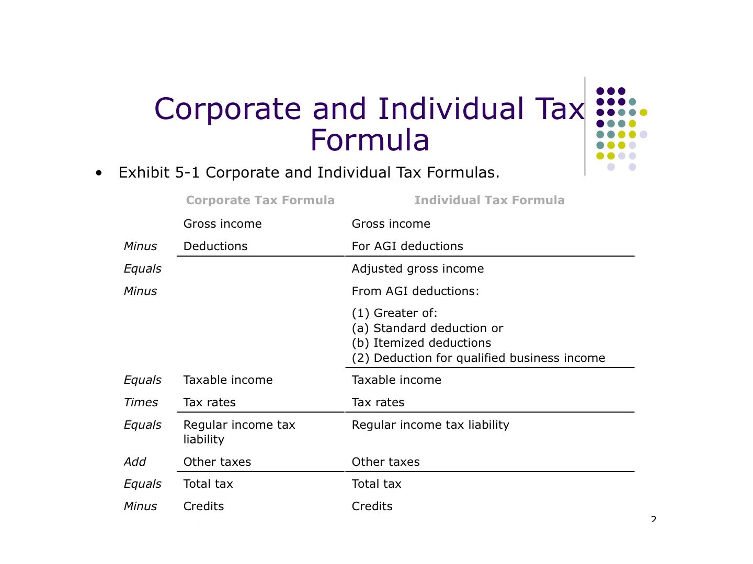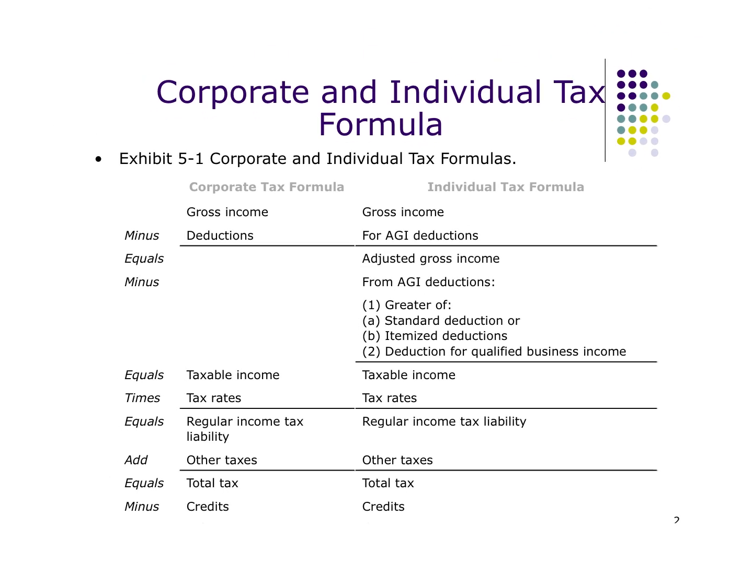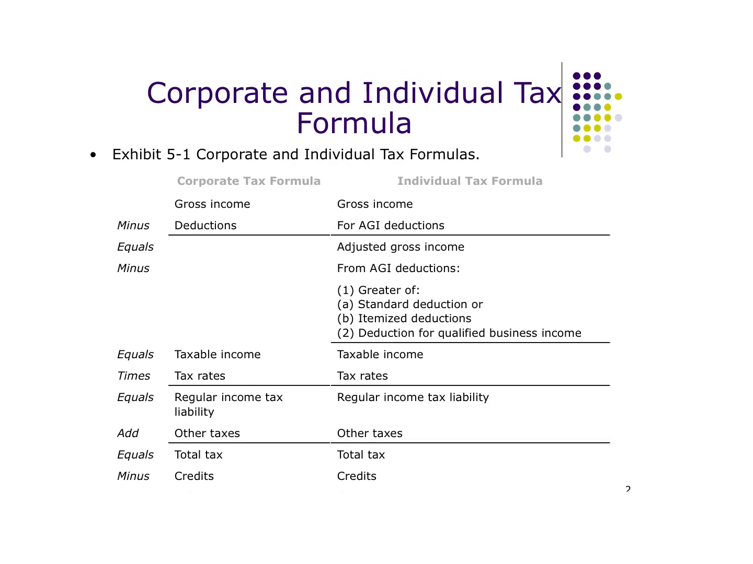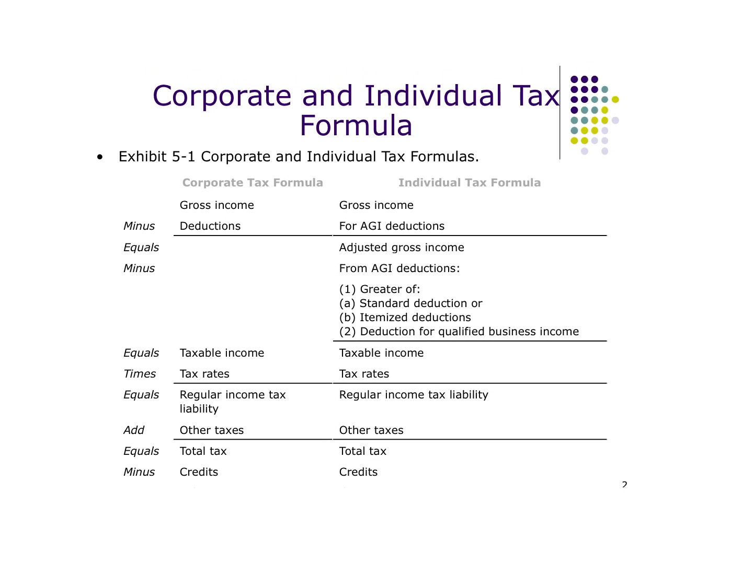This slide is a comparison of the corporate and individual tax formulas. The big thing to notice is that the corporate tax formula is much simpler than the individual tax formula. Notice that in the corporate tax formula, we have just one bucket of generalized deductions as opposed to all of our different types of deductions.